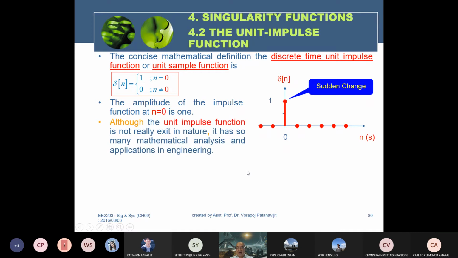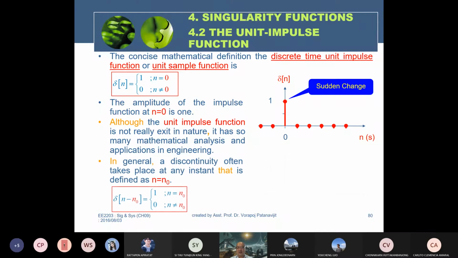Although the unit impulse function does not really exist in nature, it has many mathematical analyses and applications in engineering. In general, a discontinuity often takes place at any instant that is defined by n naught. You can see that the general form of it is delta n minus n naught. It means it's a time-shifted version of the original one, depending on n naught. If n naught equals 2, you shift to the right by 2.